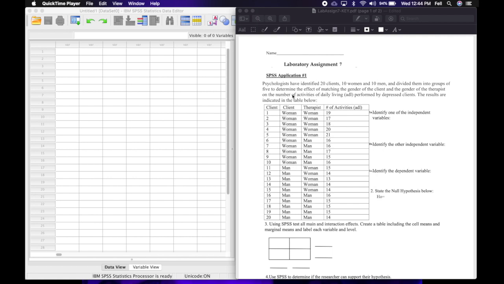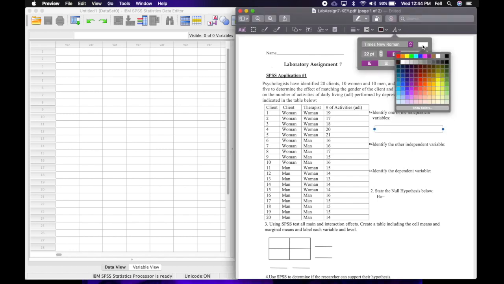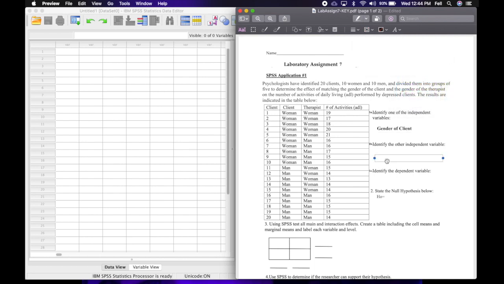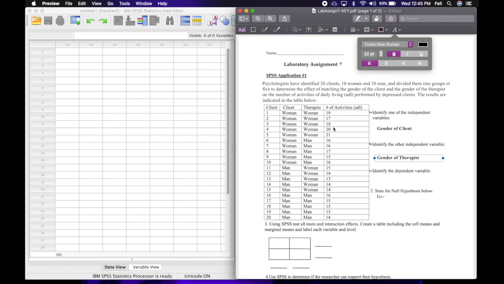Okay, so 1A asks us to identify one of the independent variables. So the first independent variable is going to be the gender of the client. So I actually already wrote that. I just put it in white. Getting smarter. Okay. And then identify the other independent variable, and that's going to be the gender of the therapist. And then the dependent variable is the variable that we're measuring, and so the data that we're collecting and putting on our clipboard. So in that case, it's the number of activities of daily living, which I am going to make the dependent variable as ADL. There we go.